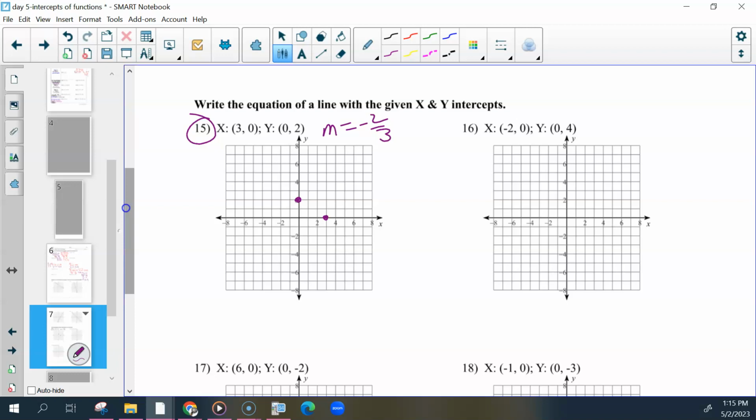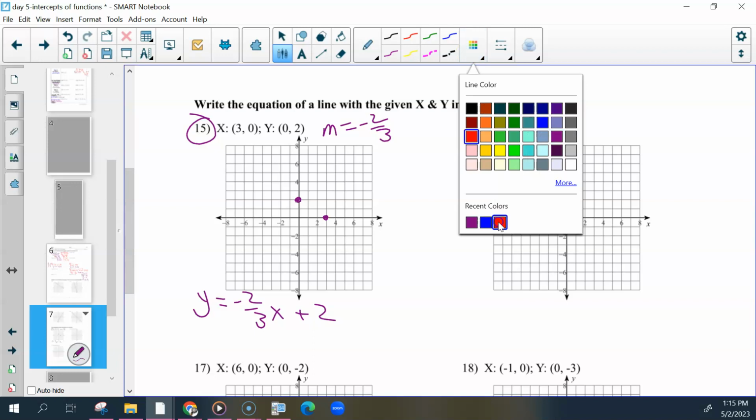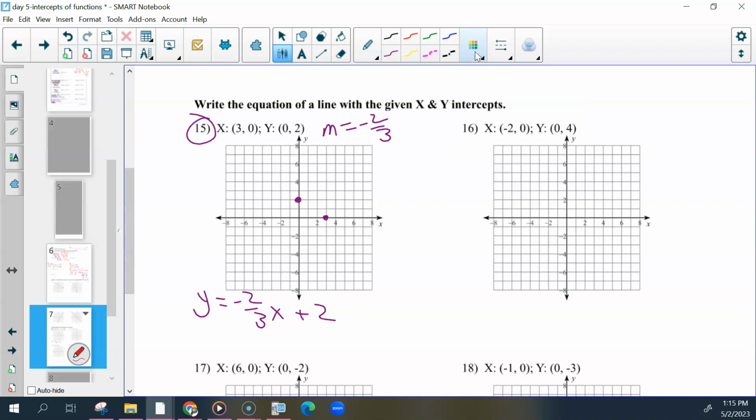Wait, so do we write it though? It's like y equals negative 2/3 x plus 2? Yes. So that would be your equation. Oh, that's it? Mm-hmm.